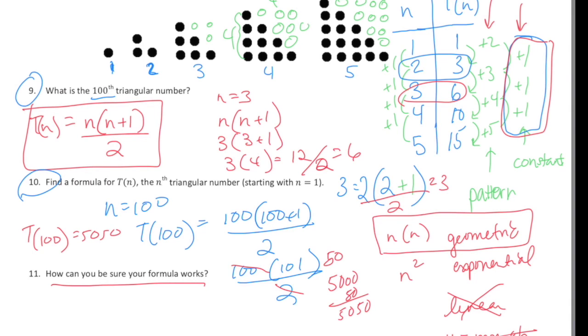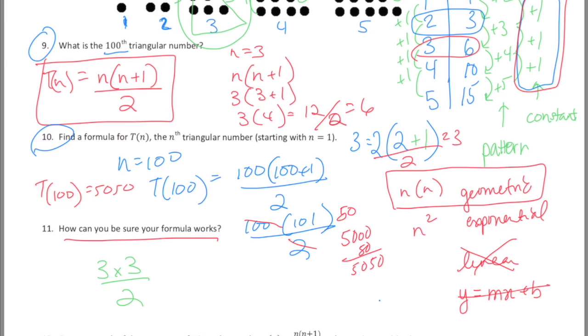4, 4, 4, 4, right? 3, 3, 3. And so this is basically 3 times 3, if I'm picking this, divided by 2. So this is basically a square cut in half, and that's where divided by 2 came from. So that's another way that we can make sure that this formula works.